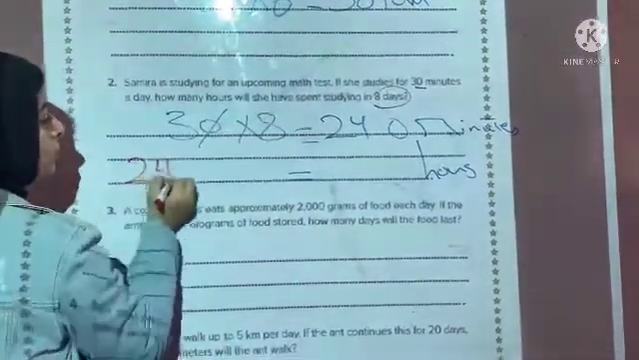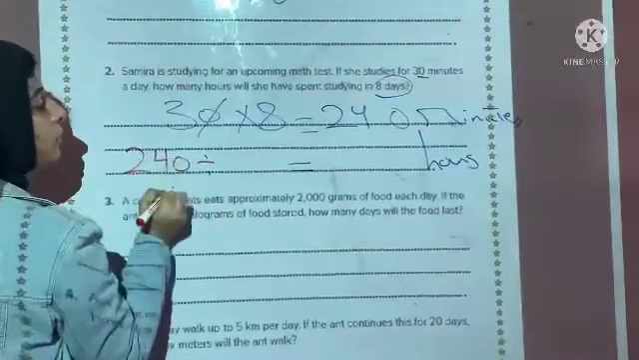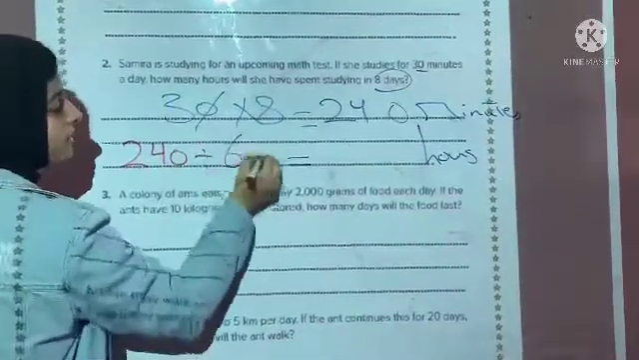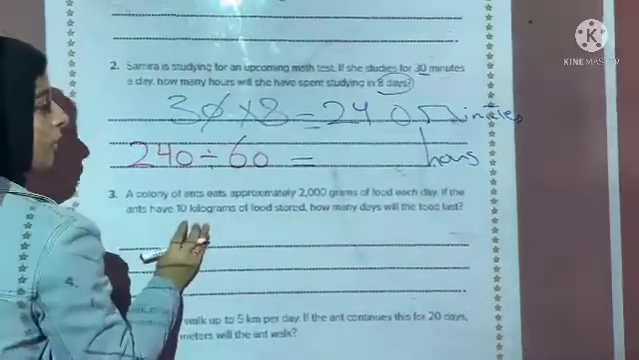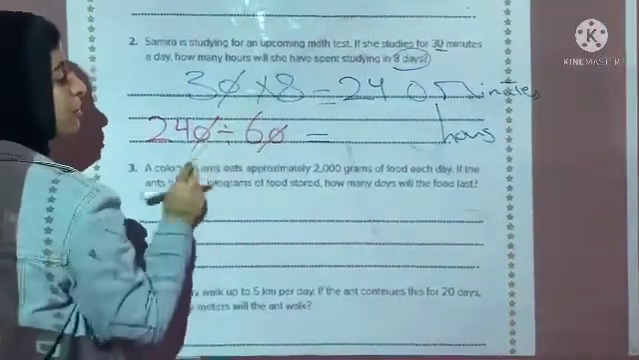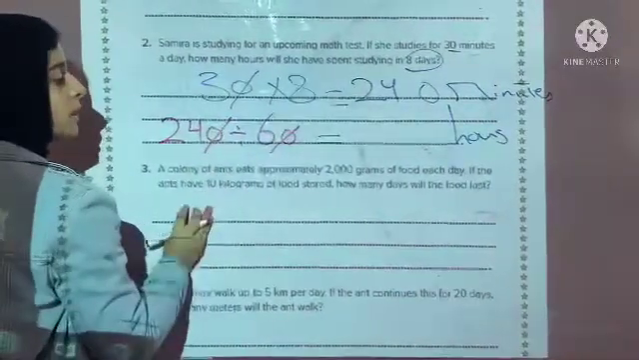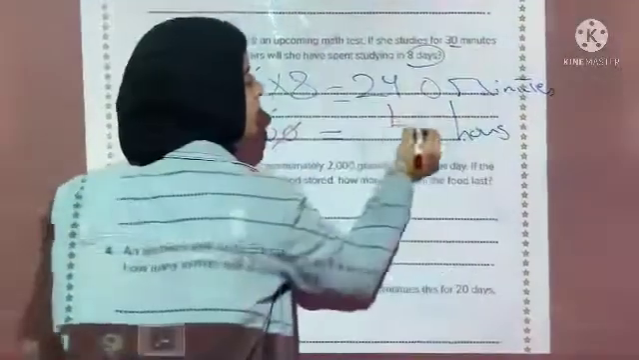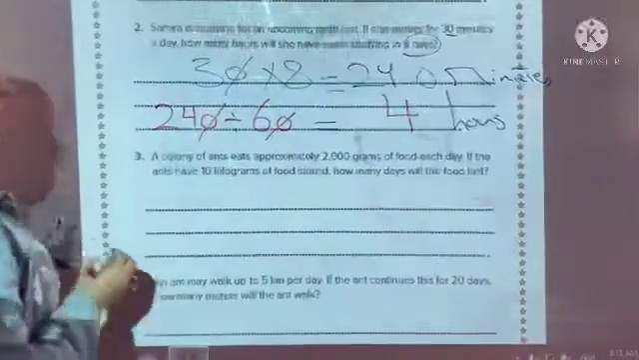So I'm going to make 240 divided by 60, because I have 60 minutes in 1 hour. So I'm going to cancel these two zeros together. 24 divided by 6 is 4. That means I'm going to use 4 hours.